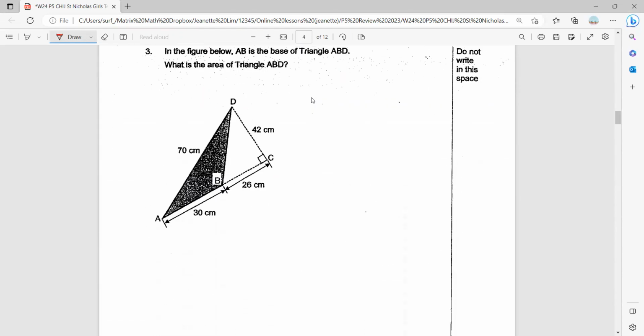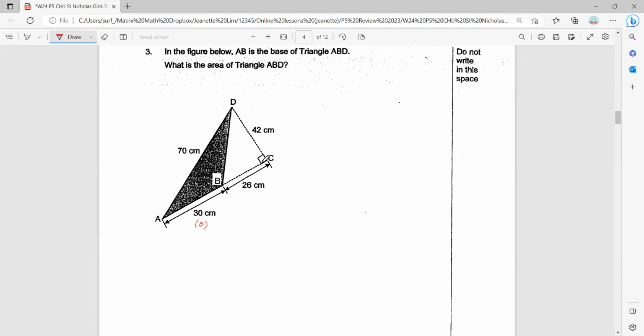Okay, question 3. In the figure below, AB is the base of triangle ABD, which is the shaded one. What is the area of triangle ABD, the shaded triangle? Okay, so area of triangle is half times base times height. Now, if this is the base, where is the height? The height has to be perpendicular.